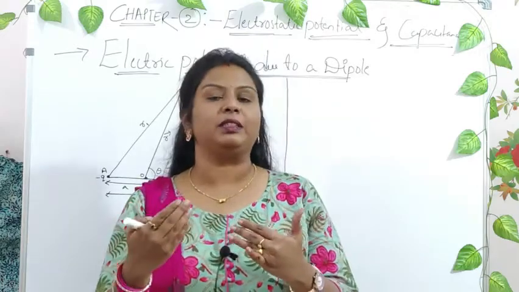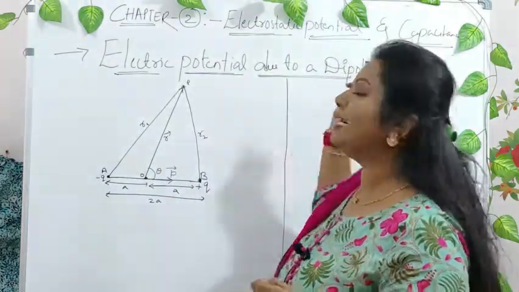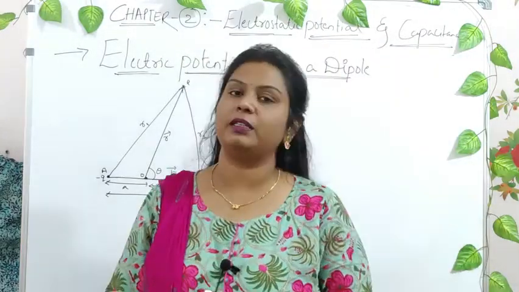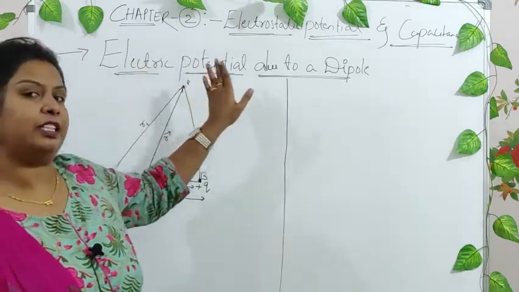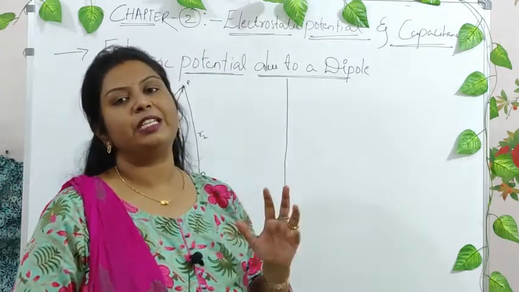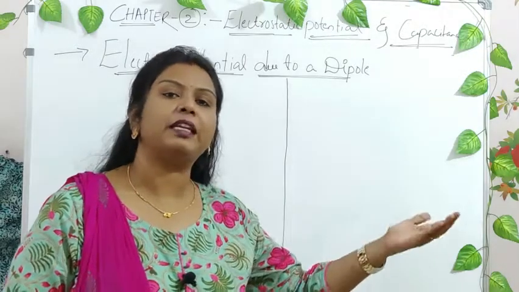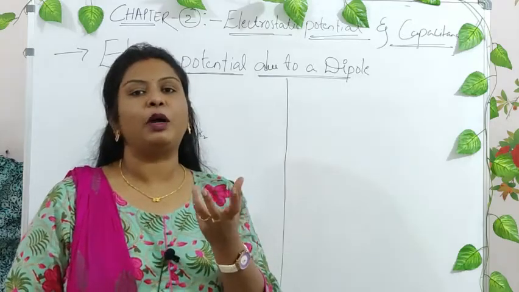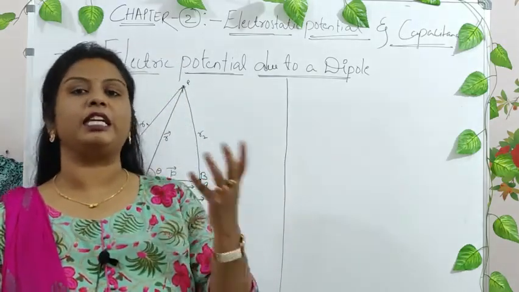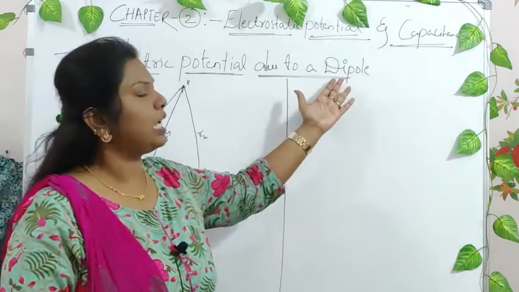Now, immediately after that, the next derivation is about electric potential due to a dipole, and this derivation is seen in this particular class. In the very last class, I explained to you about the electric potential. Electric potential is defined as the work done in bringing a charge from infinite distance to a point against the electric field, right? The amount of work done in bringing that particular charge is called electric potential. Now, what is a dipole?